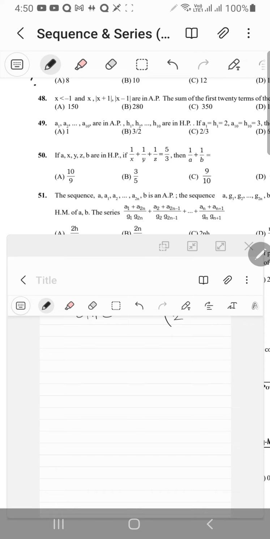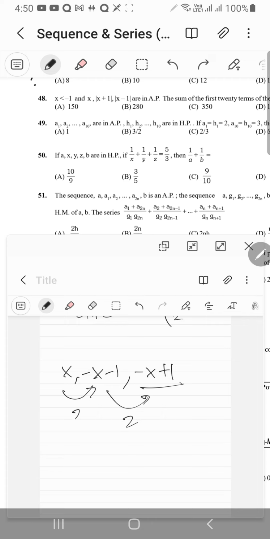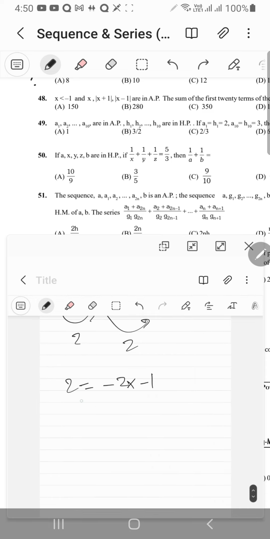These are in AP, so x is less than -1. That means this guy, x minus 1, is just negative, right? So you just have x. X being less than -1 means that this is also negative. So this will just be negative x, -1, and negative x, +1. These are in AP. Right, this is like bigger and this is even bigger. Of course, the difference is just 2. So this difference must also be 2. That means 2 is -2x, -1. So -2x is 3. X is -3/2. Cool. This works. It's less than -1.